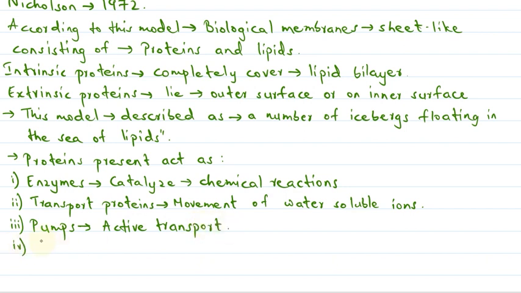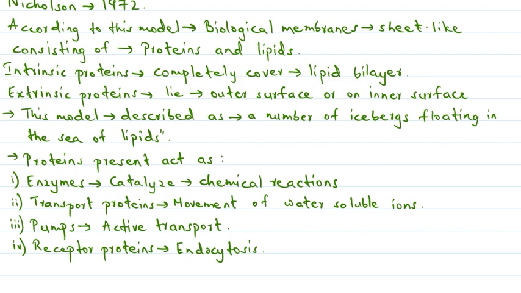Okay, and they also act as receptor proteins, and such receptor proteins help in the process of endocytosis. So by these we can say that the presence of lipids and proteins provides the much needed flexibility to the plasma membrane for performing endocytosis in the cell. So this is about the fluid mosaic model given by Singer and Nicholson.